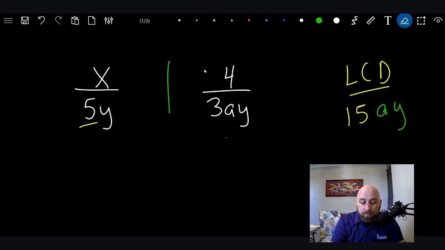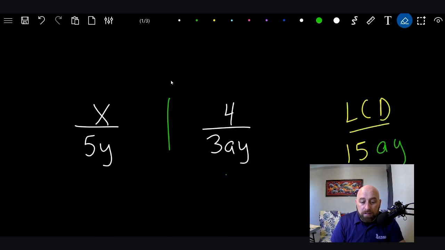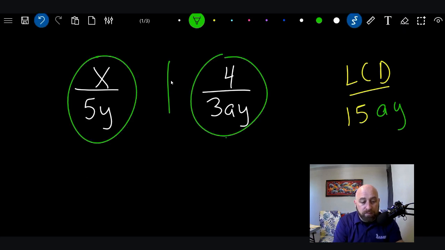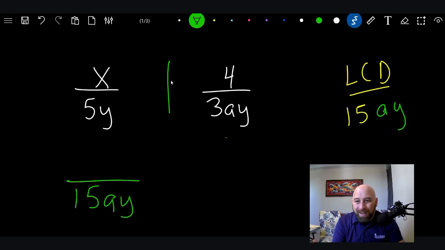Now we go up to our final step, which is make new fractions using the LCD by multiplying the numerators by the factors needed to make the least common denominator. Okay, so what does that mean? We are going to make new fractions out of these two things. Our new fractions are going to have the denominator 15AY. Why is it going to be 15AY? Because that's our LCD.